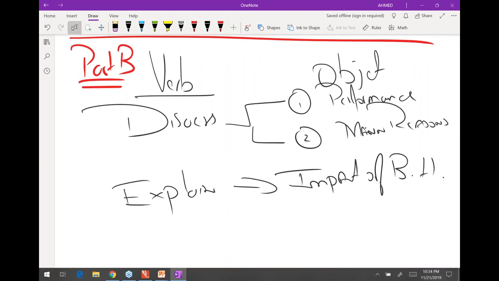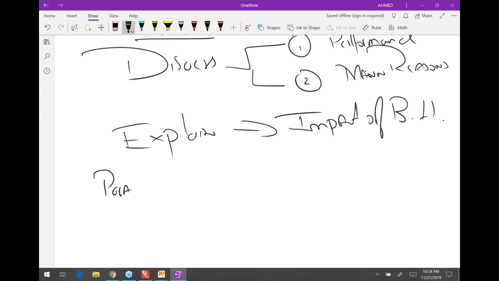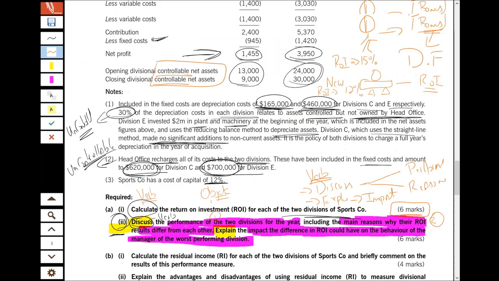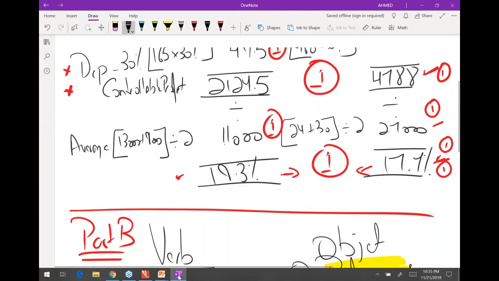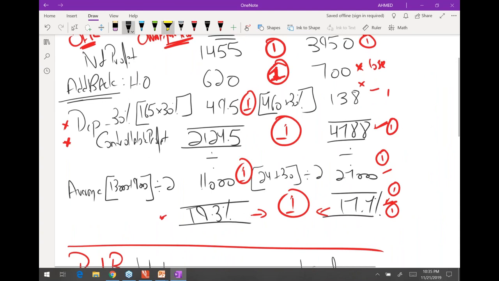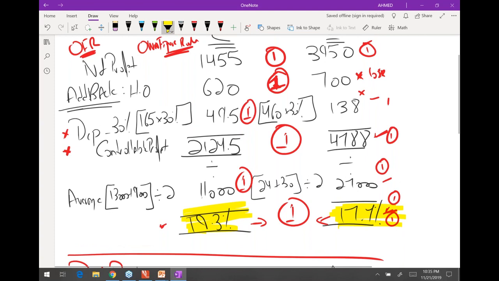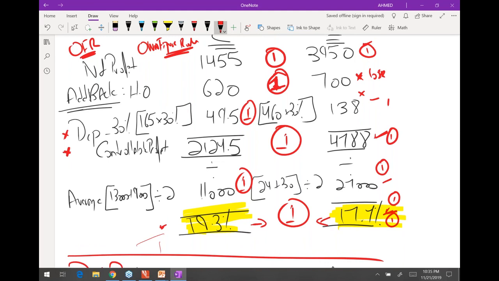First, the first paragraph of your answer will tackle the performance area. So what to write? Let's see. 19.3 is the ROI of C, 17.7 is the ROI of E. So how to discuss the performance? Simple, compare with target. 18% target. That's it.